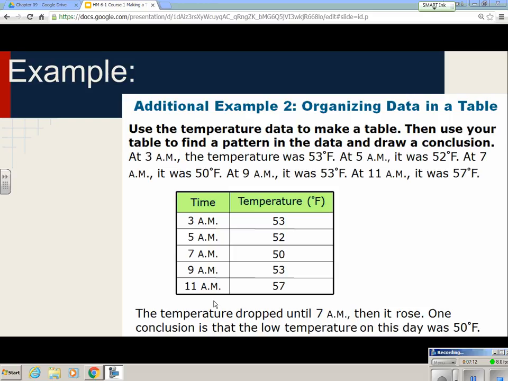Now, what could you conclude or infer about the weather? That time of day, what do you think is normally happening? The sun's coming up. Temperatures usually change a lot when the sun is going up and down, and that's probably what we see here.